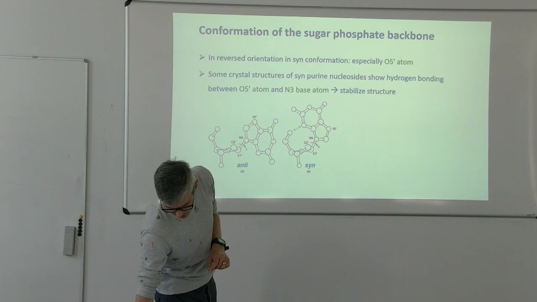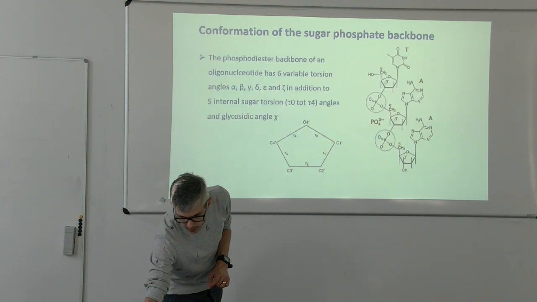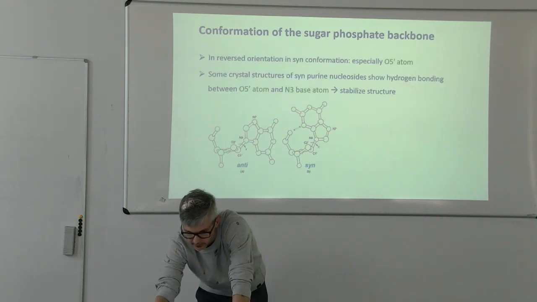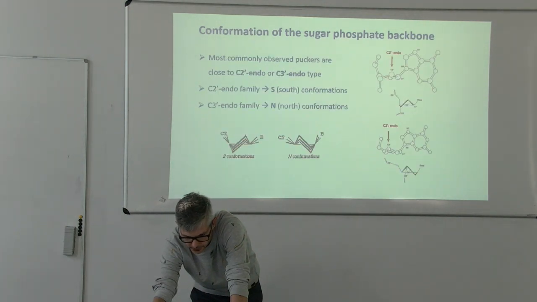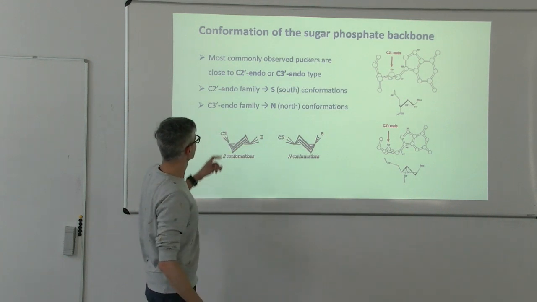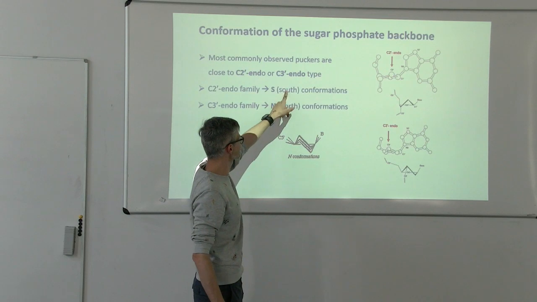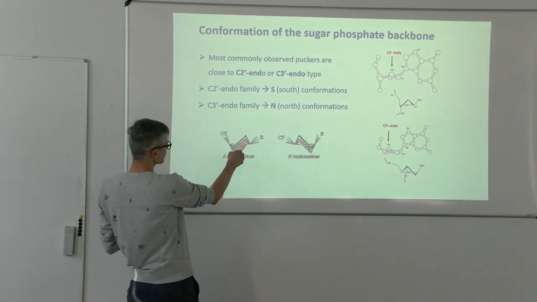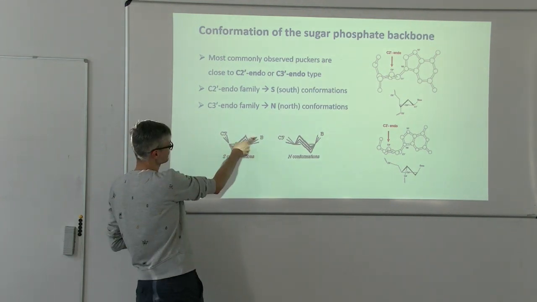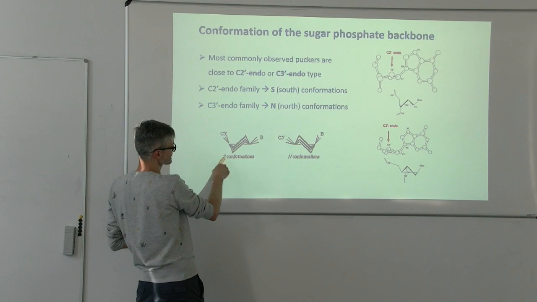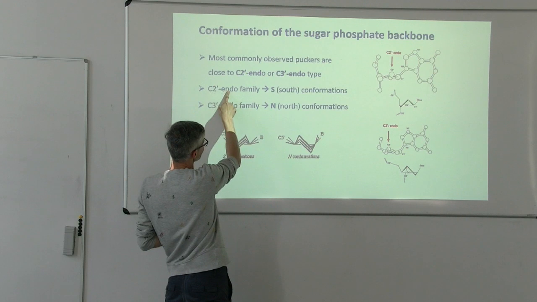And then the other important slide is, I already skipped it, I think, is here. I already mentioned the S conformation and the N conformation. S south and N north. Why? If you look here, this looks like the S letter, right? You can see that, the S letter. So this is what we call the S conformation, or the C2' endo family.